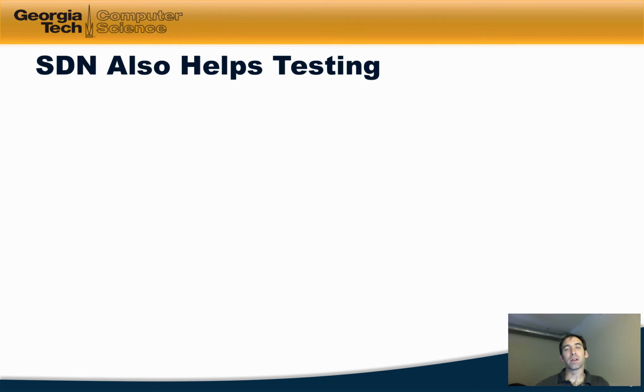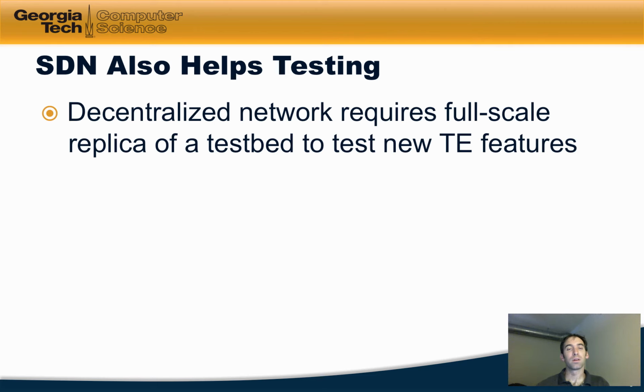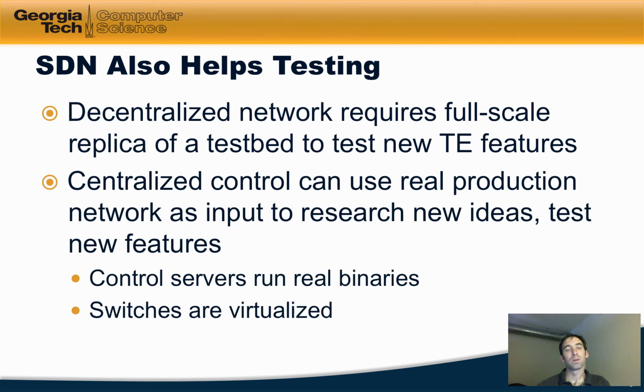The deployment of SDN in the wide area network can also help testing. In a decentralized network, operators must implement a full-scale replica testbed to test new traffic engineering features. This is because it's very difficult to figure out what effects a configuration change might have on a set of distributed routers. In contrast, centralized control can use a real production network as the input to research and test new ideas and features. The control servers can run real binaries, but the switches representing the emulated network can be virtualized.